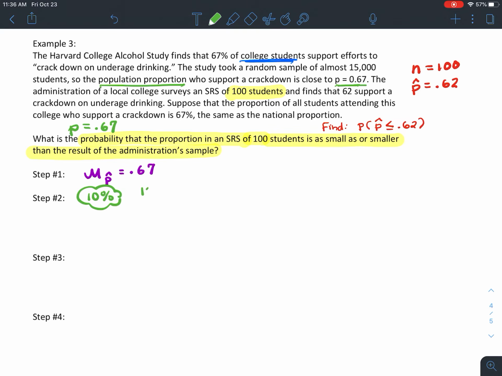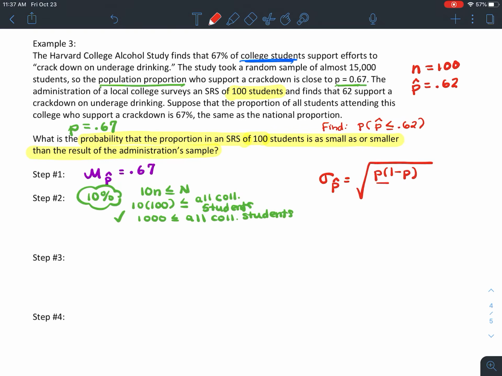Before we proceed with finding the spread, which is our second step, we're going to show this 10% condition. The 10% condition is that 10 times our sample size has to be less than or equal to the population size. Our sample size here was 100. They do not give us how many college students there are total, so I'm just going to fill in that my population is all college students. So I'm going to multiply this. Certainly 1,000 is definitely less than or equal to all college students. I'm going to check off that we met that condition, and then I can move forward with calculating the standard deviation.